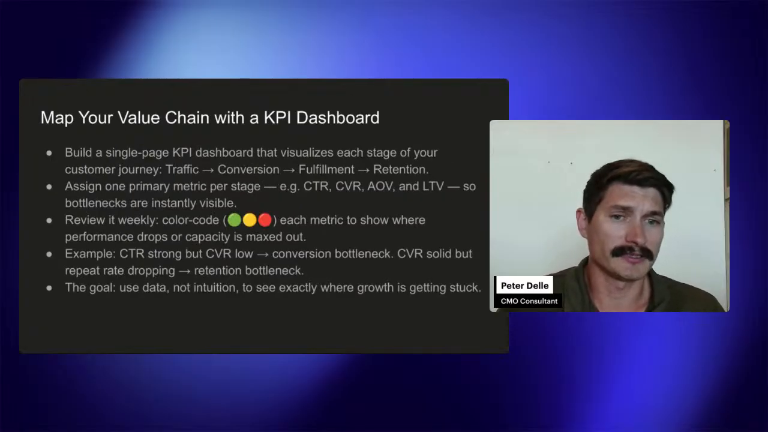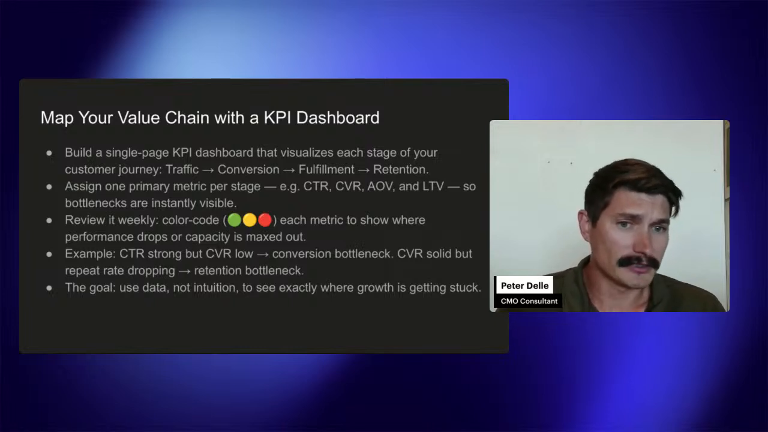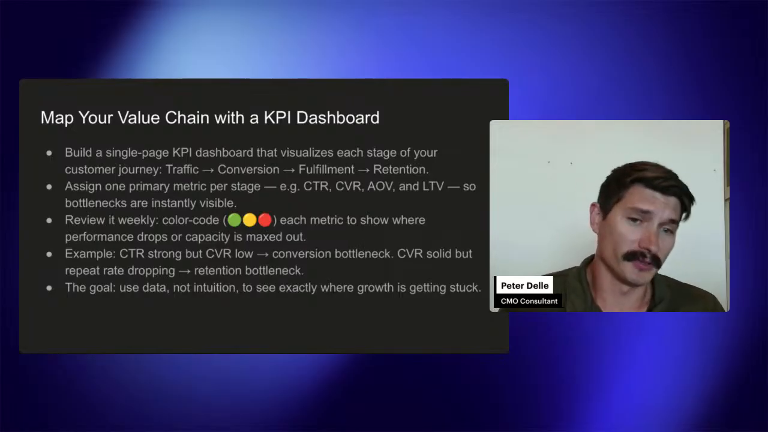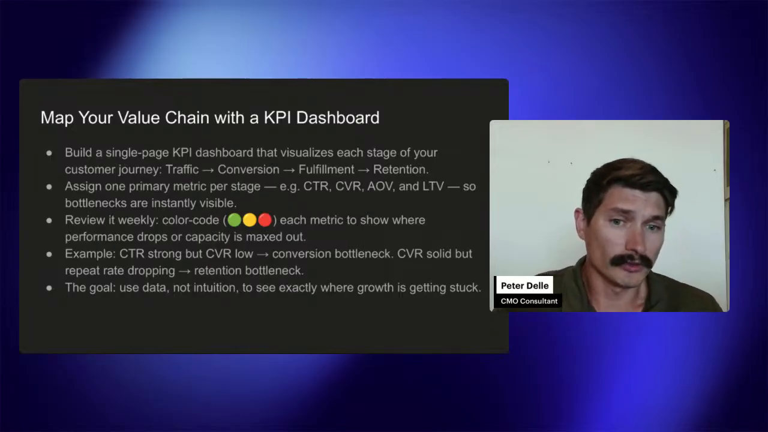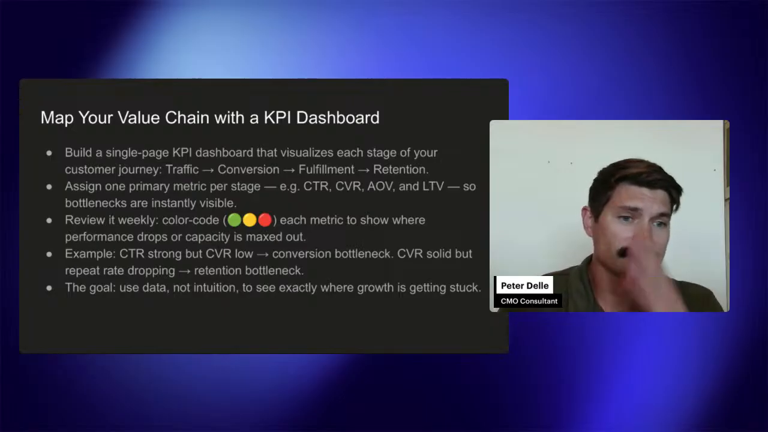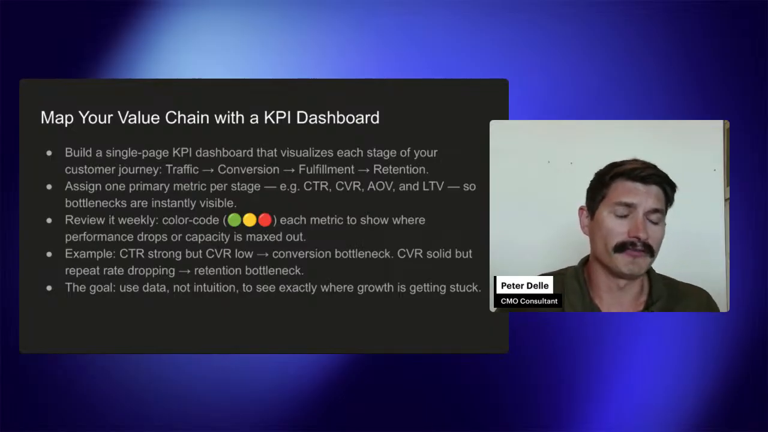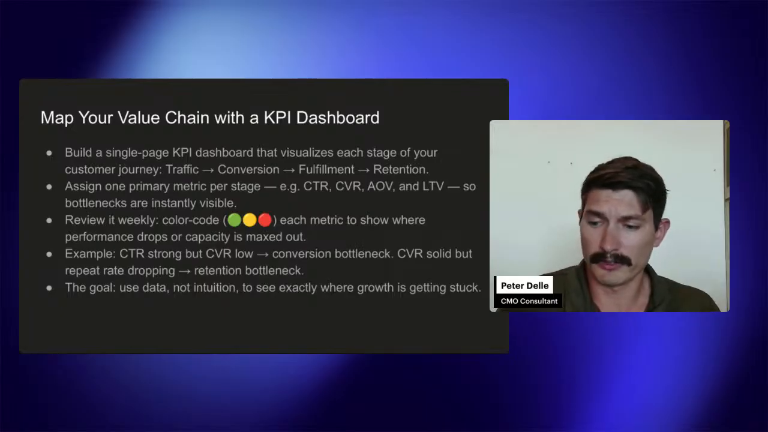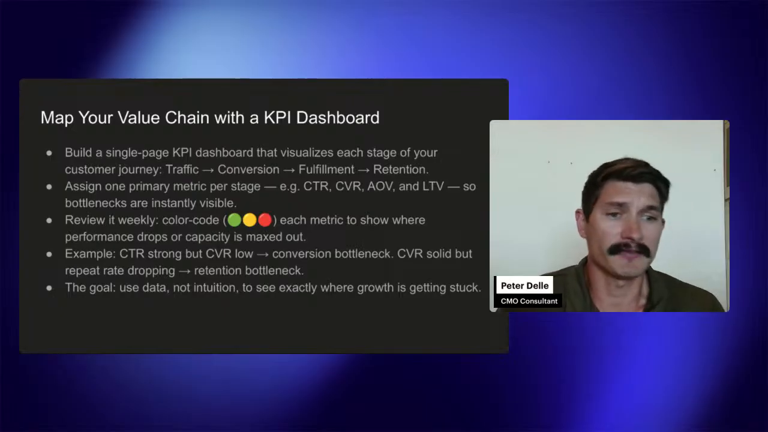Where we start is with this KPI dashboard. We talked about it day one, day two, day three. We're going to talk about it almost every day. Keep coming back to this KPI dashboard. Hopefully by now you've built a KPI dashboard, and you've assigned a primary KPI metric for each of the stations on that conveyor belt. If you haven't, go back to yesterday's video where we went through all of the KPIs, and then you can pick out the ones that are right for your business.